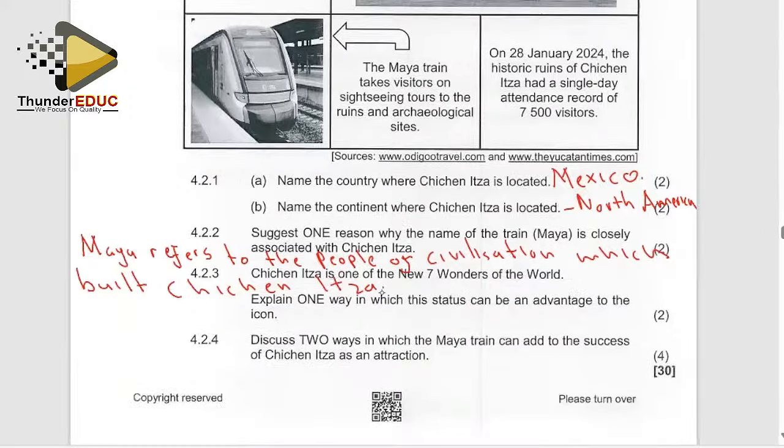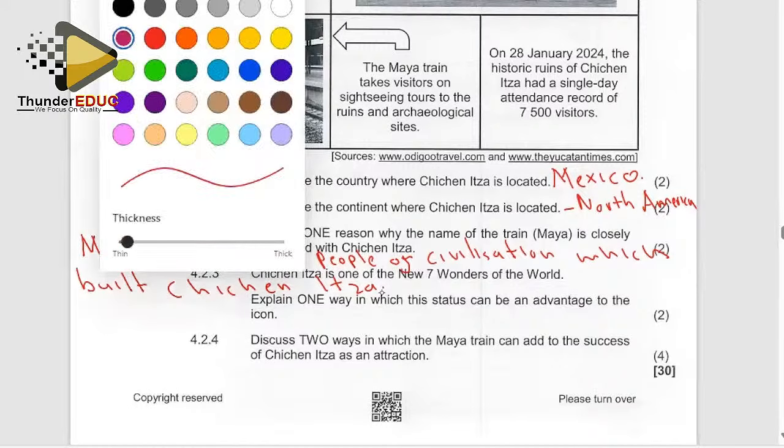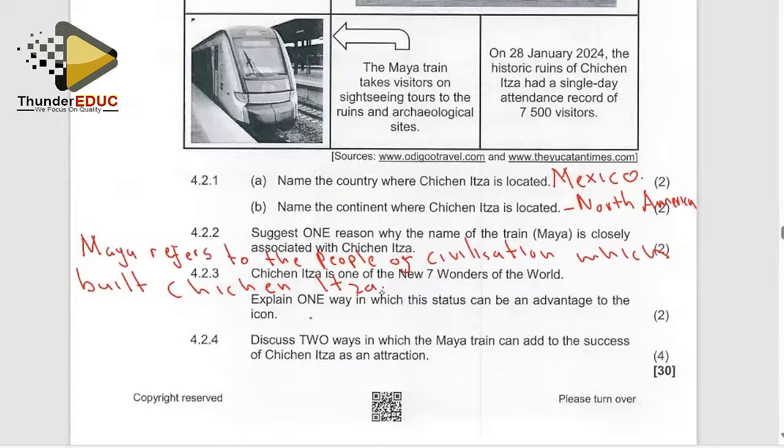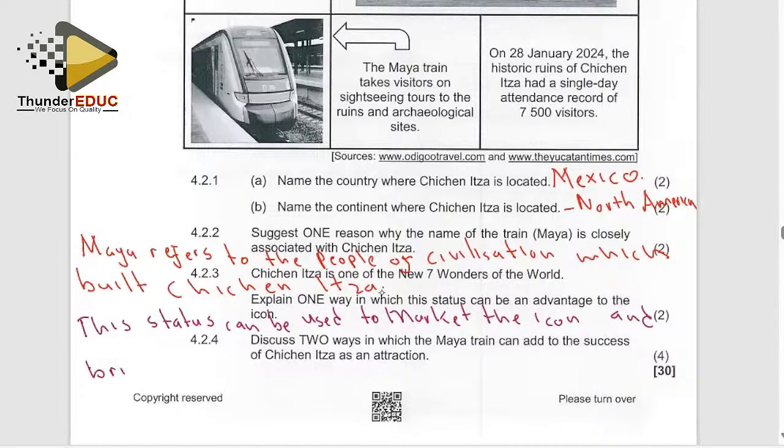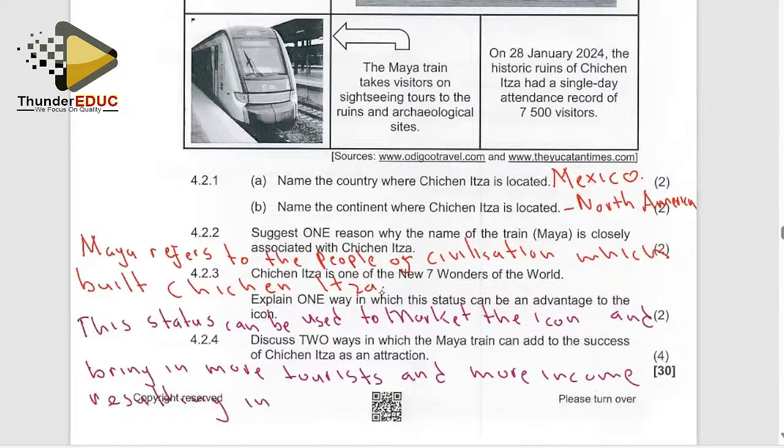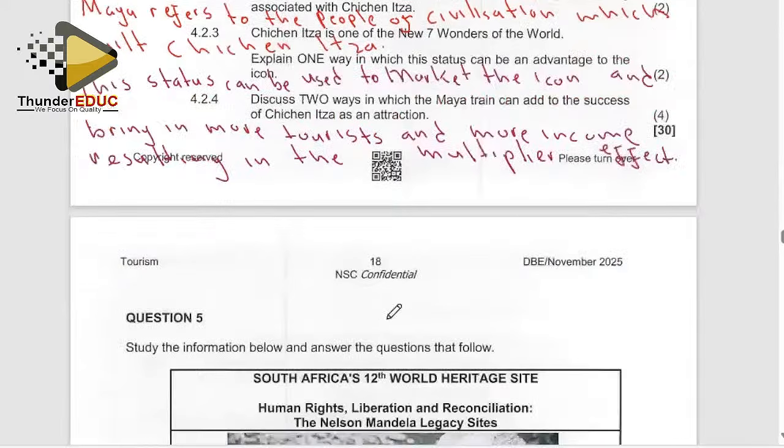Chichen Itza is one of the new 7 wonders of the world. That is a good development. So the question says, explain why this status can be used to the advantage of the icon. So this status can be used to market the icon, and bring in more tourists and more income, resulting in the multiplier effect. So that is 4.2.2.